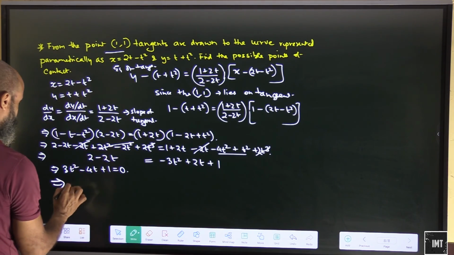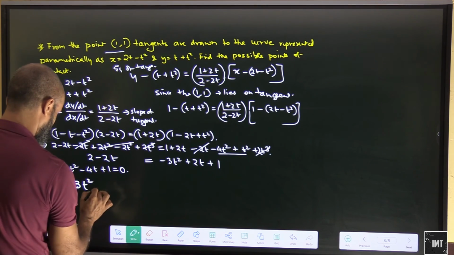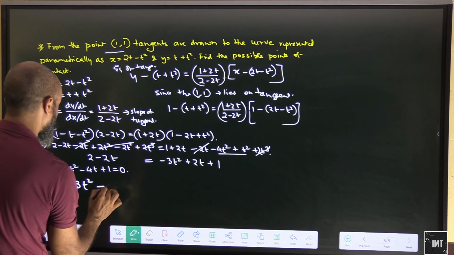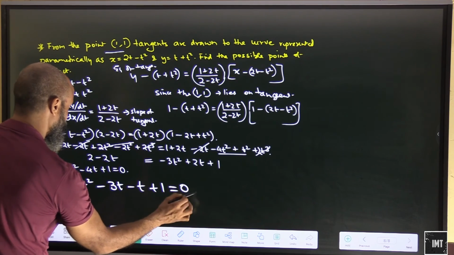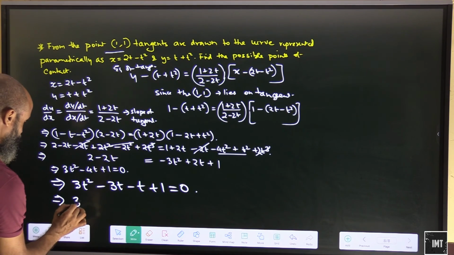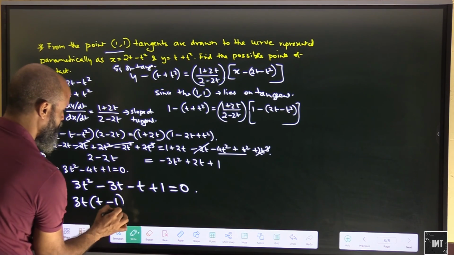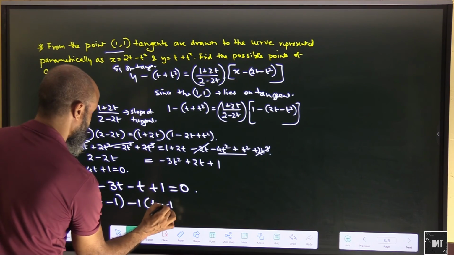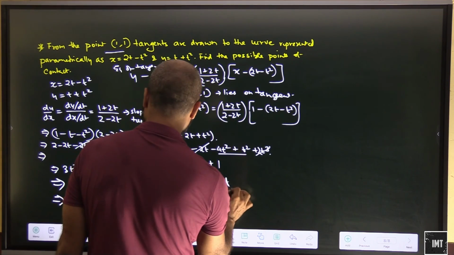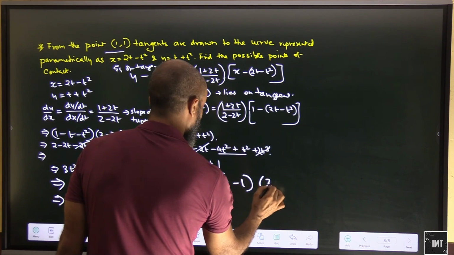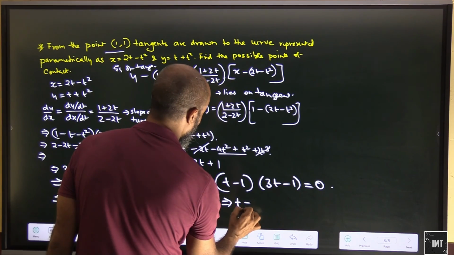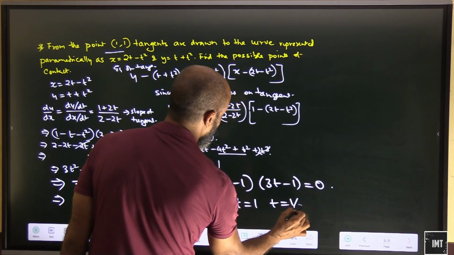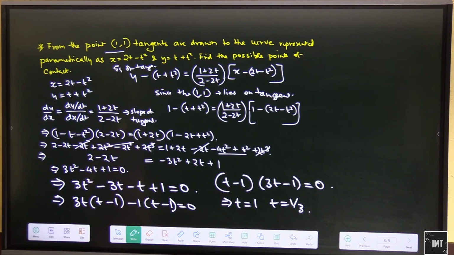So this will be 3t square minus 3t minus t plus 1 is equal to 0. That gives 3t(t minus 1) minus 1(t minus 1) is equal to 0. So this would be (t minus 1)(3t minus 1) is equal to 0. That would mean t is equal to 1 or t is equal to 1 by 3.